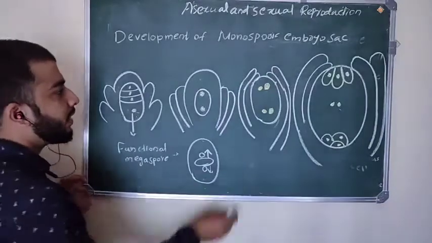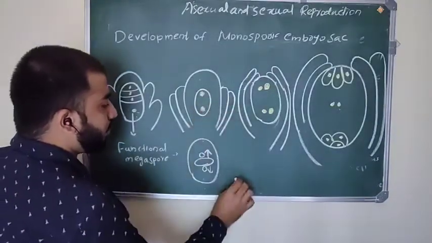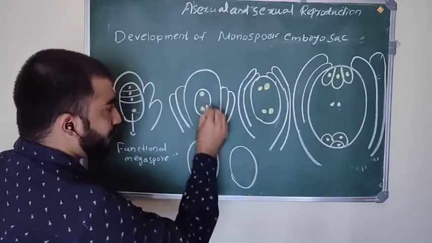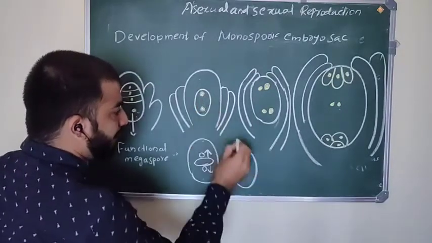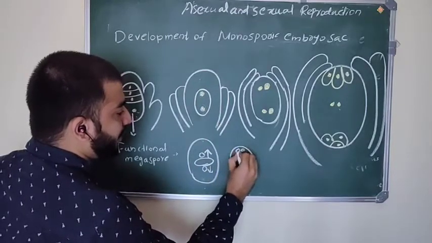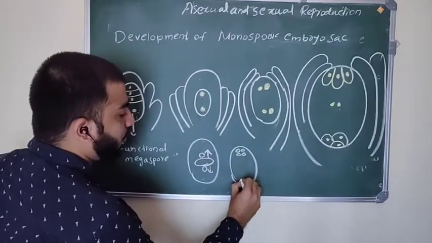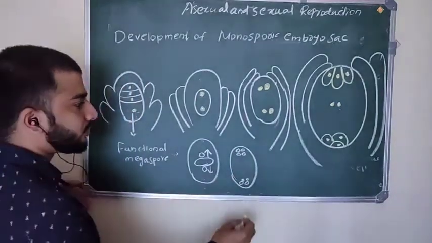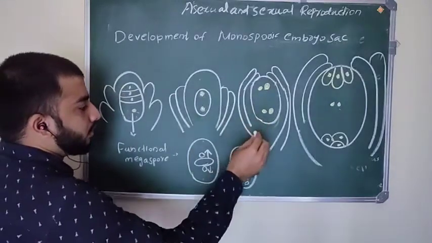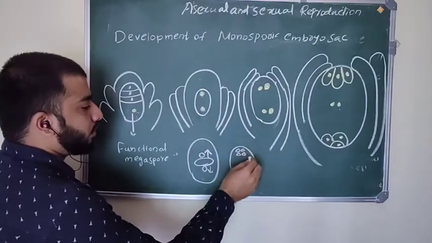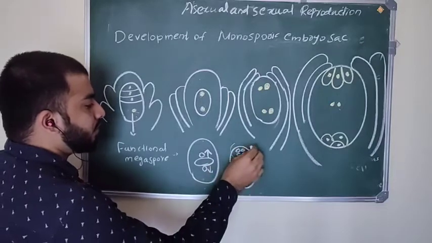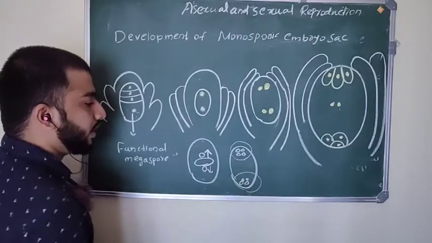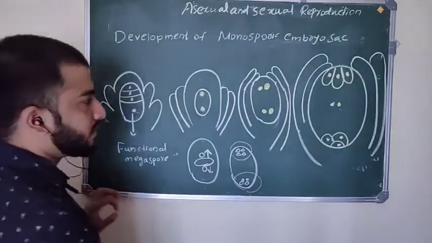Then what happens next? At the opposite poles, these two daughter nuclei divide mitotically twice, and form four daughter nuclei at each pole. So at the micropylar end, four daughter nuclei are formed, and at the chalazal end, four daughter nuclei are formed. Then what happens next?